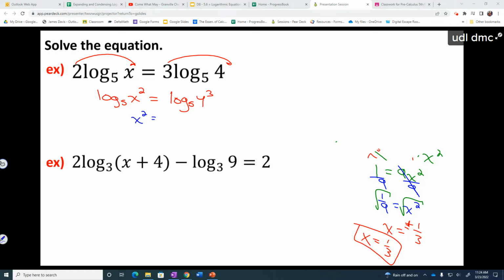X squared equals, now let's go ahead and do 4 to the third power. That's 4 times 4 times 4. What is that? 64. Yep. Which is good because that's a perfect square. So then we can square root, and the square root of 64 is 8, right? And then we should double check and make sure we don't want the negative 8 as well. This one does have just a plain log x, so negative 8 wouldn't work. So we just want positive 8.